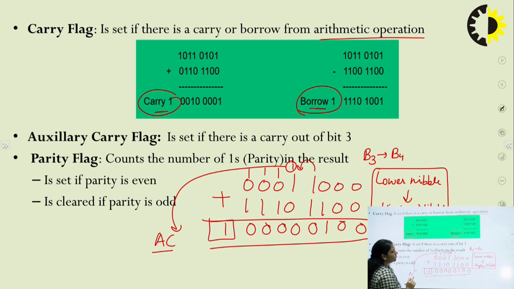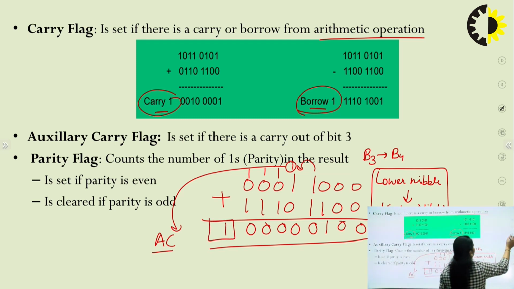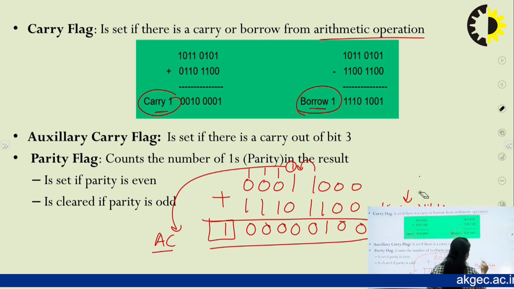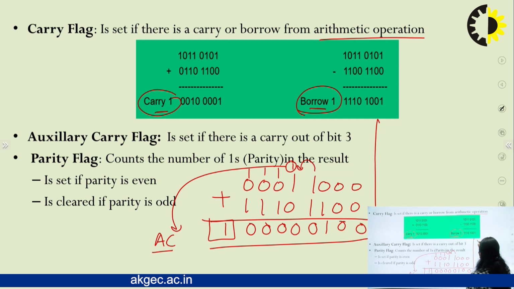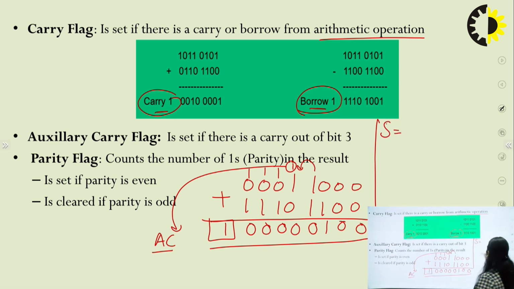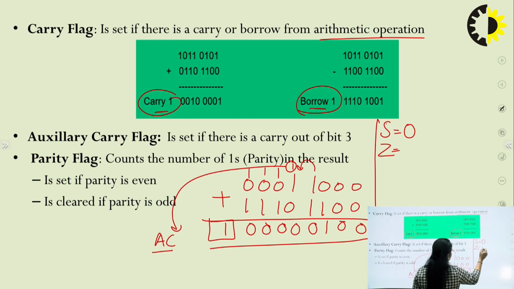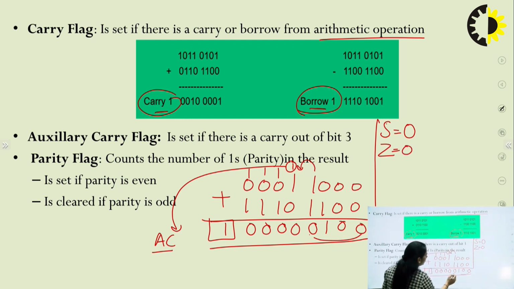So if we have to find out which flag is active and which flag is not active for this example, we will check it here. What will be the parity? Now, what will be the sign flag? The sign flag is 0 because the result is positive here. The zero flag is 0 because the answer is non-zero. There is one carry also.